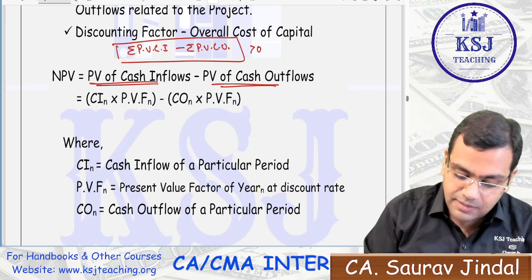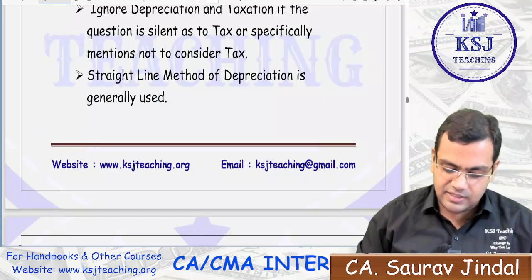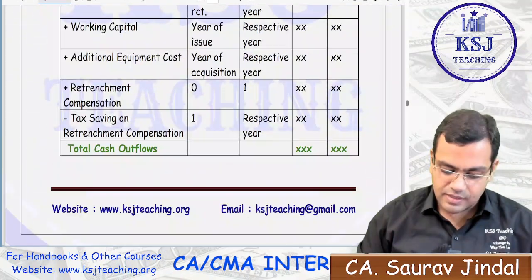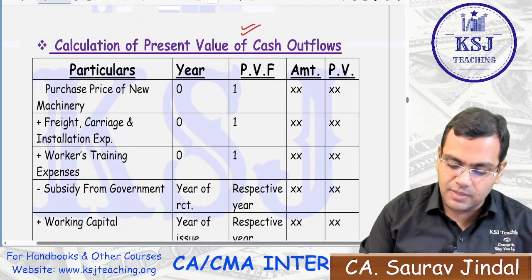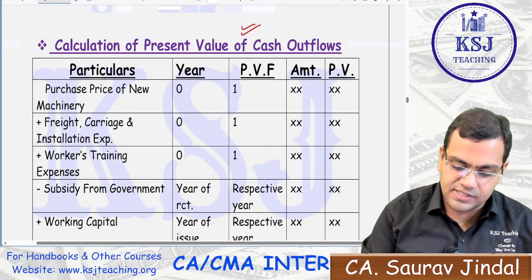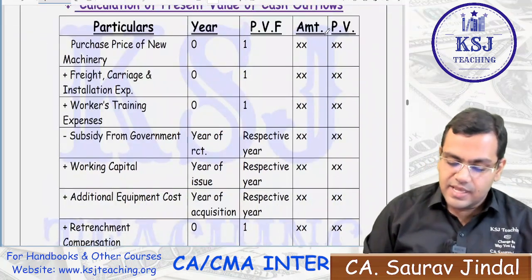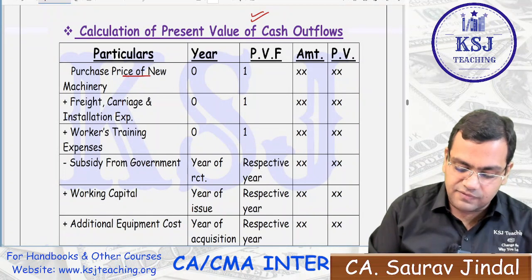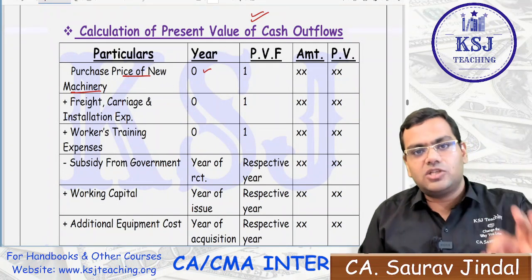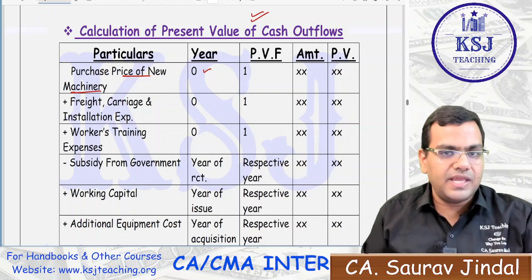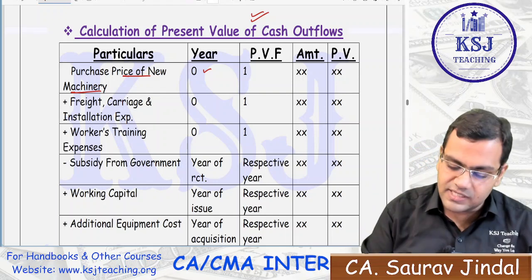How to calculate the present value of the cash inflow? You will have to prepare a statement of CFAT. Let's see. So this is how the present value of the cash outflows will be calculated. We have already discussed this table of cash outflows. The only difference is here now you will take purchase price of the machinery. What is the year at which this transaction is taking place? At zero period. At zero period, I told you the present value factor will always be one.